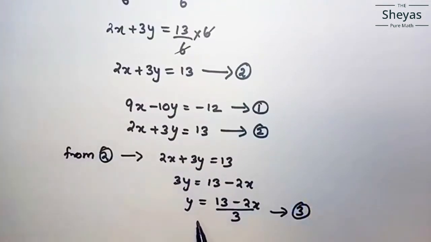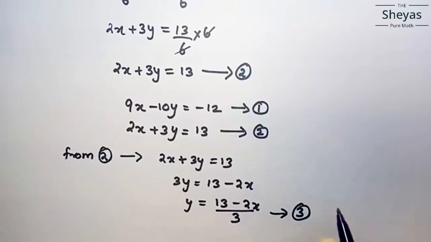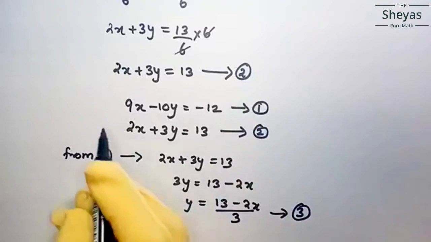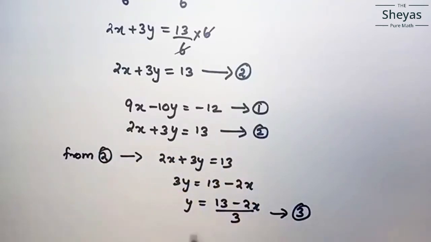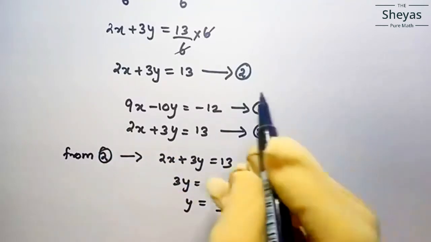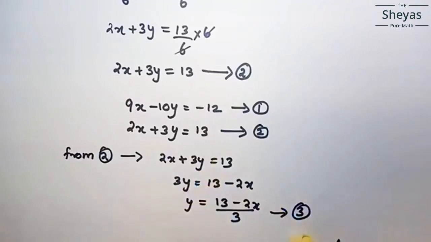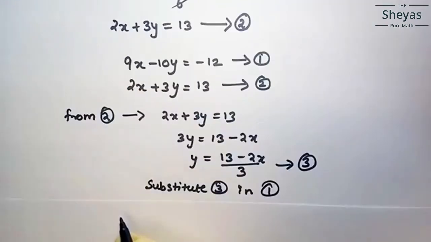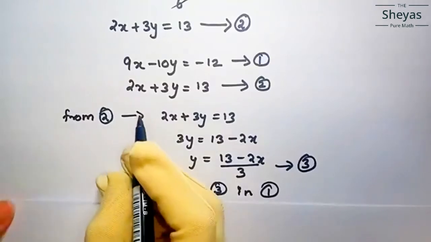Now I have got the value y is equal to (13 minus 2x) by 3. So I am marking it as the third equation. Now I am going to substitute this third equation in 1. So from 2 I got this, and now this value I am substituting in 1. So just see what to do now. Substitute 3 in 1. So what is 1?